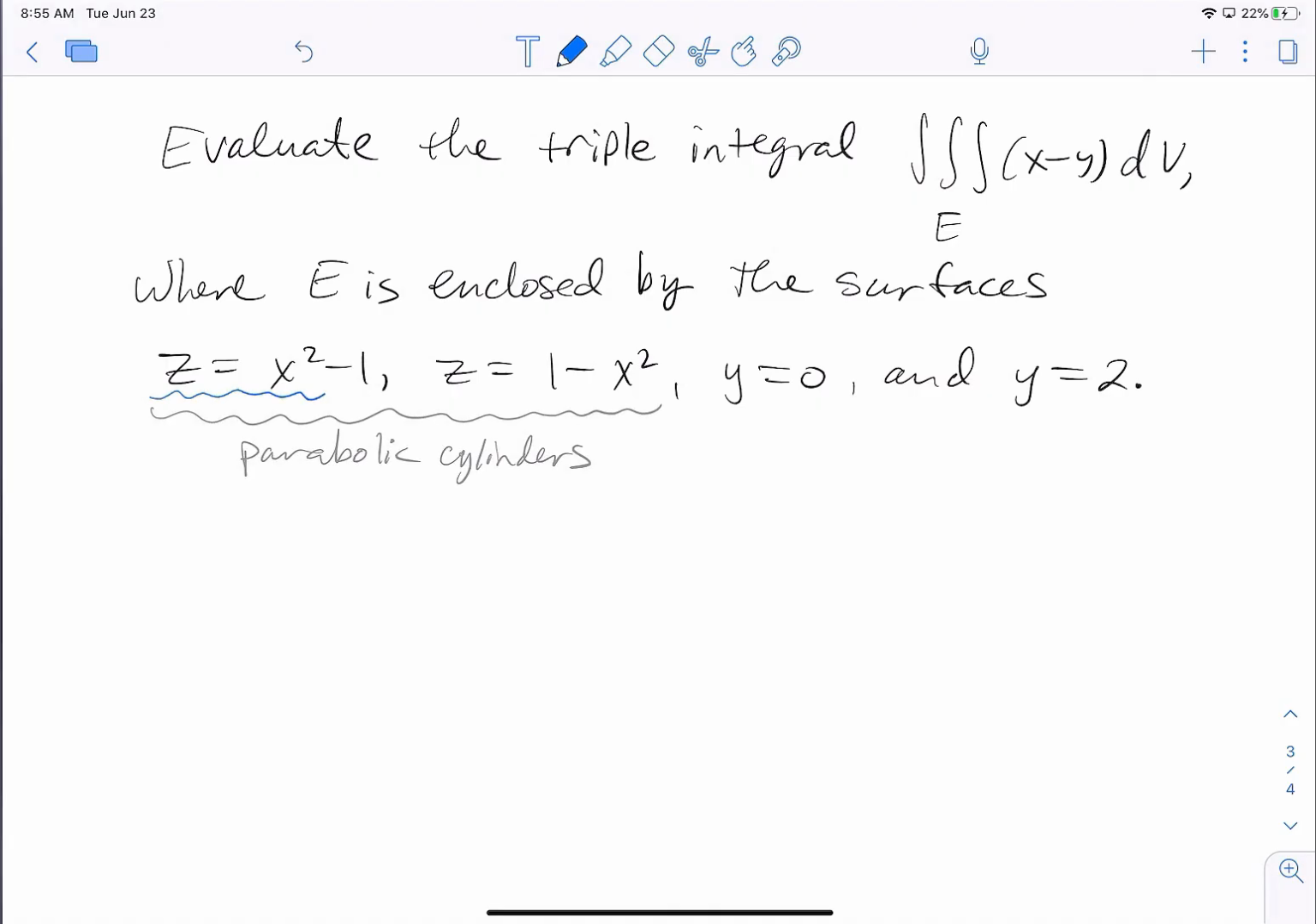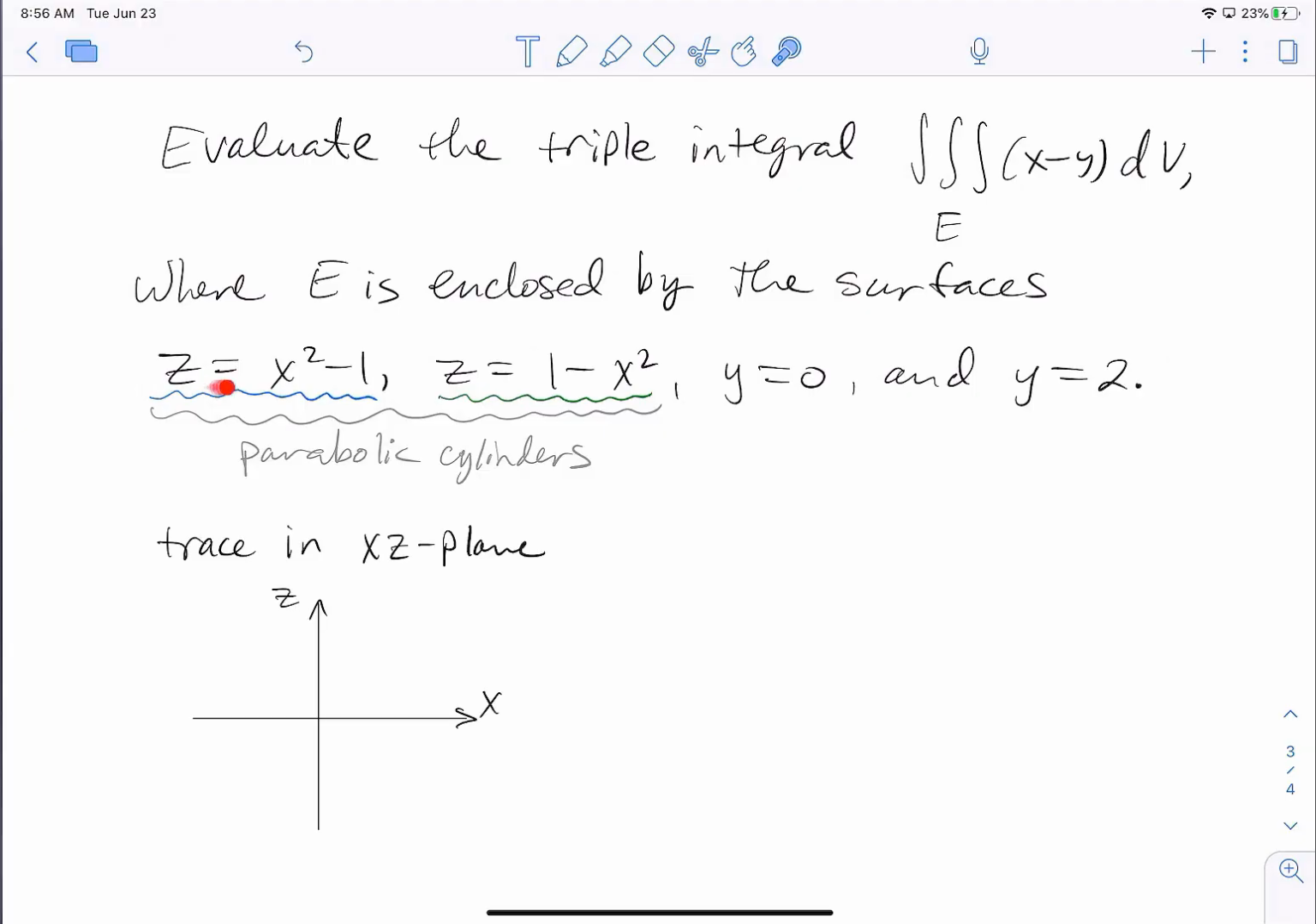And if we identify, say, z equals x squared minus 1 as a blue one and z equals 1 minus x squared as a green one, then it's left to us to figure out which one is the upper limit, which one is the lower limit. Let's look at the trace in the xz plane.